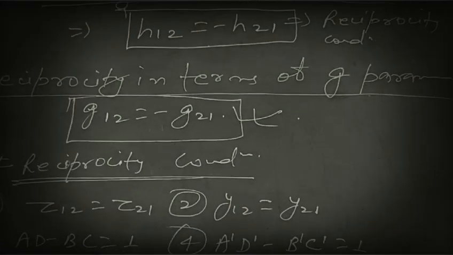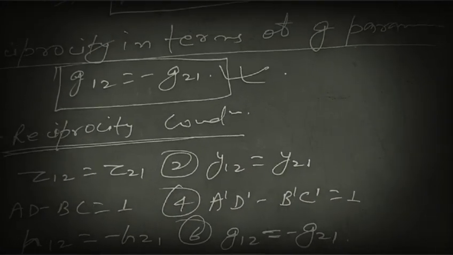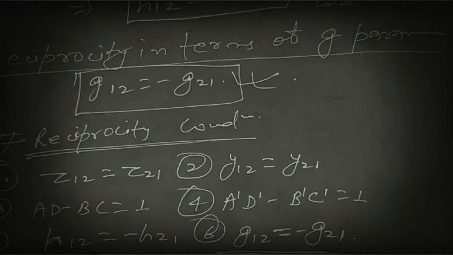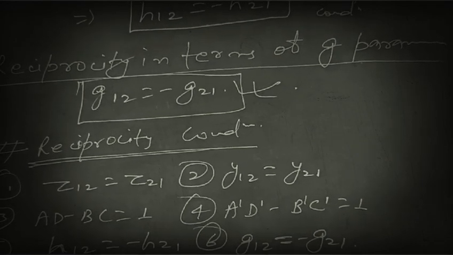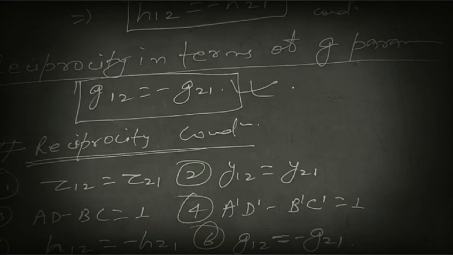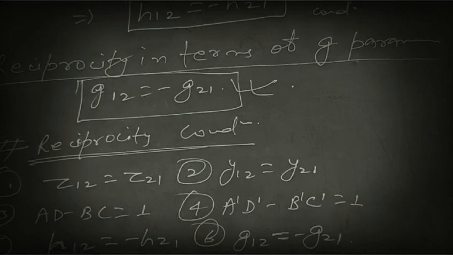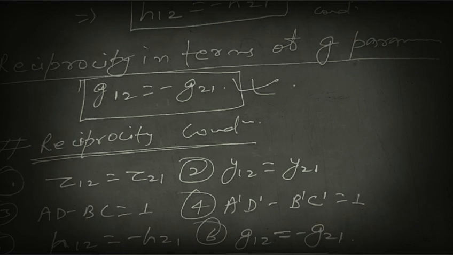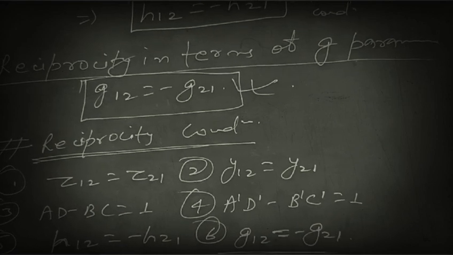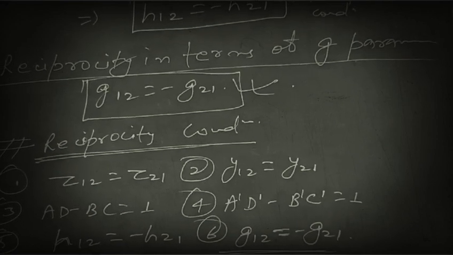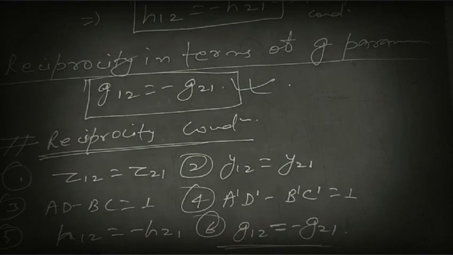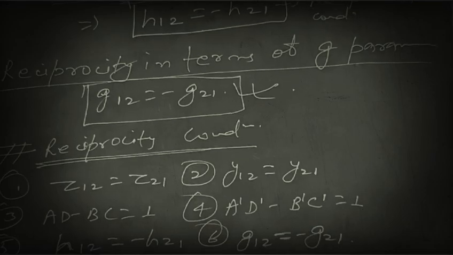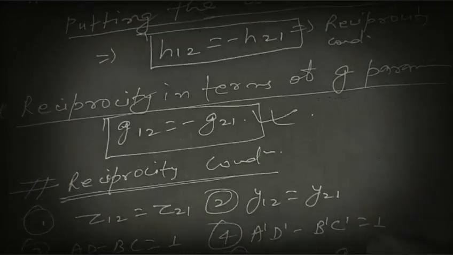So let us summarize the reciprocity conditions in terms of all the parameters. We see for Z parameters and Y parameters, Z12 should be equal to Z21 and Y12 should be equal to Y21. Next, for ABCD and inverse ABCD parameters, the determinant should be equal to 1, and for the case of hybrid and G parameters, H12 should be equal to minus H21 and G12 should be equal to minus G21.